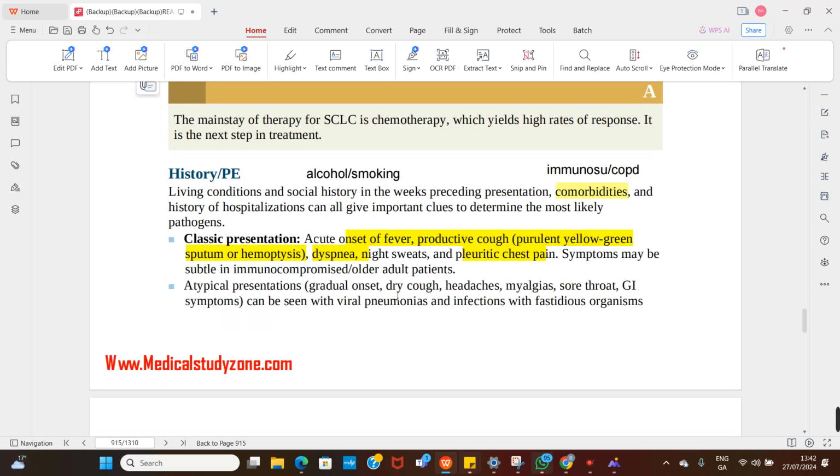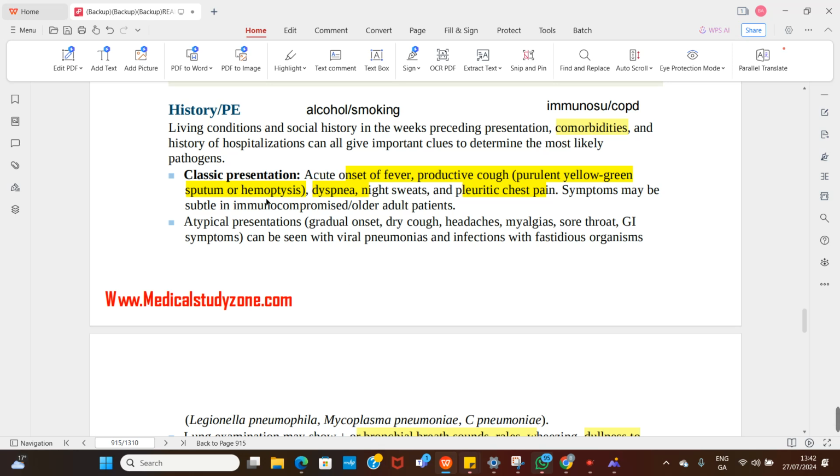And there are so many risk factors: immunosuppression, alcohol, smoking, people with COPD, all manner of things. And what's the classic presentation? Fever is the number one thing. There's going to be fever because this is an infection. You expect fever. And for the classic pneumonia, you expect a productive cough. This is what I've been hammering from our Step 1. The cough has to be productive for it to be classic pneumonia.